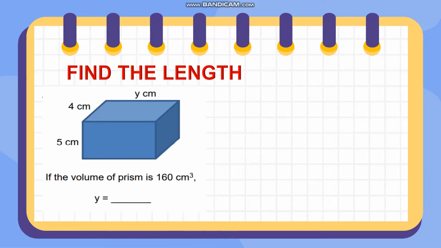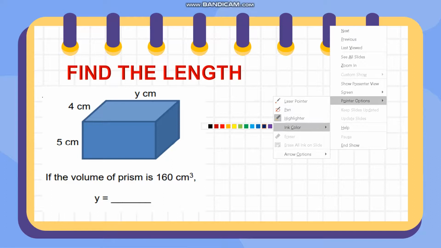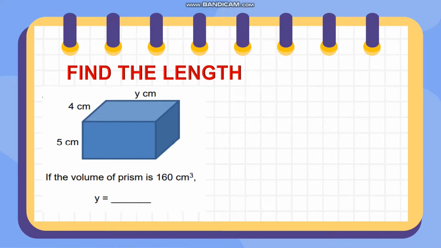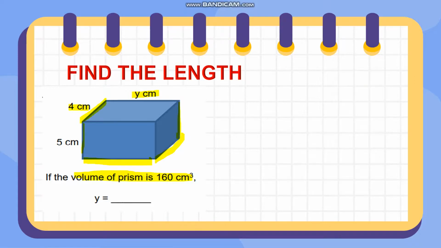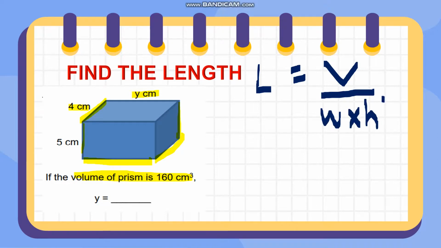The length is unknown. As you can see in this example, we have here the length which is unknown. The width is equivalent to 4 centimeter and the height is equivalent to 5 centimeter. And the volume is given. So if the length is unknown, the formula that we're going to use is length is equivalent to volume divided by width and height.